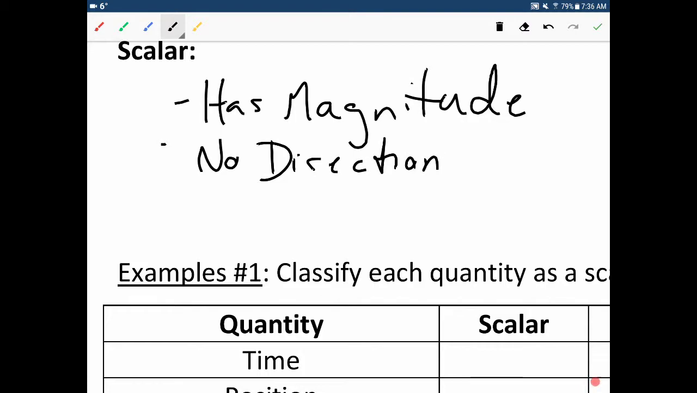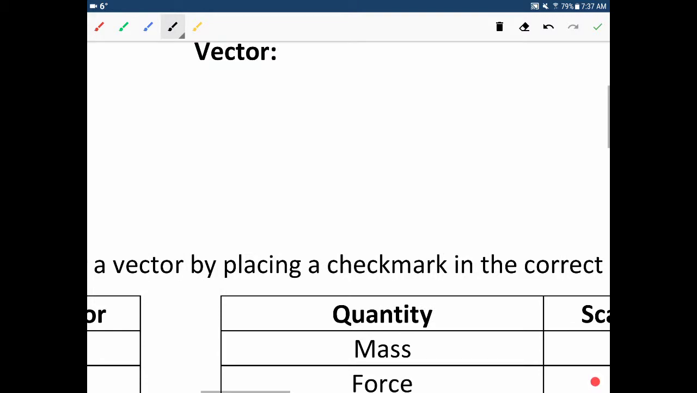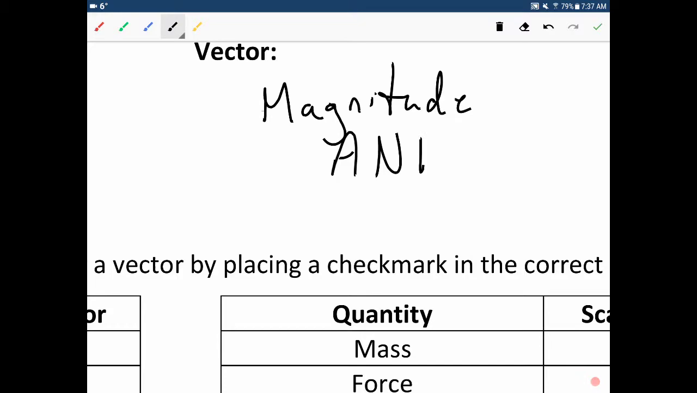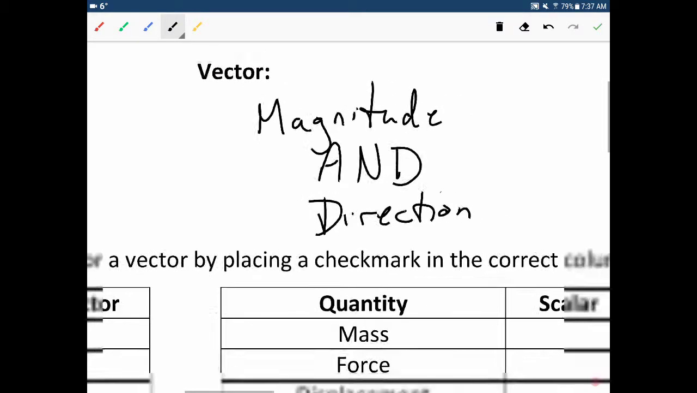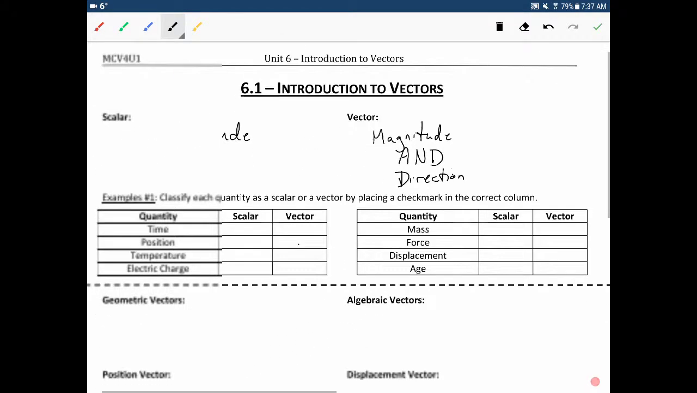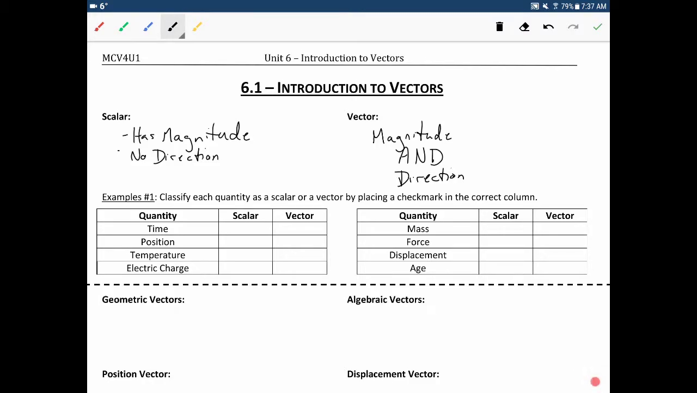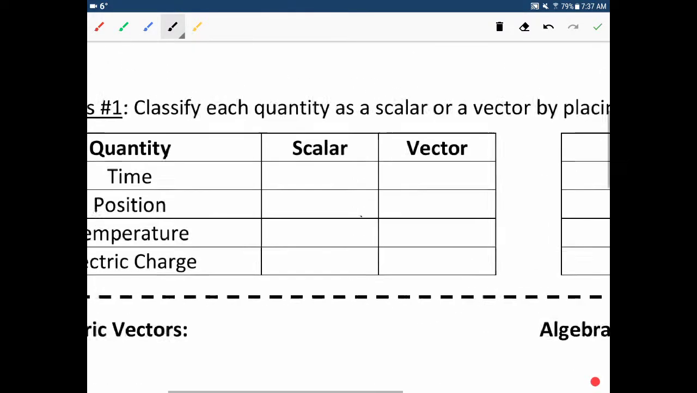All right, so the difference is a vector has magnitude and direction. So it has a number associated with it, but it also tells you which way it's going. Magnitude and direction. And that's important because that's the only difference. Not surprisingly, vectors are what we're working with primarily for the rest of the course. Given the name of the course, that should be obvious.